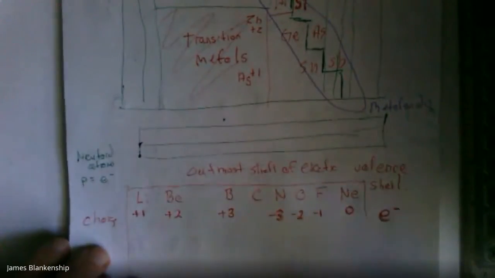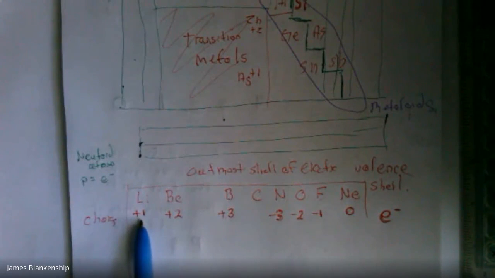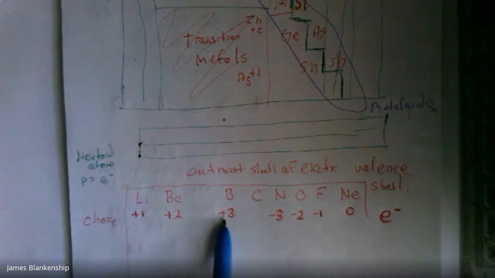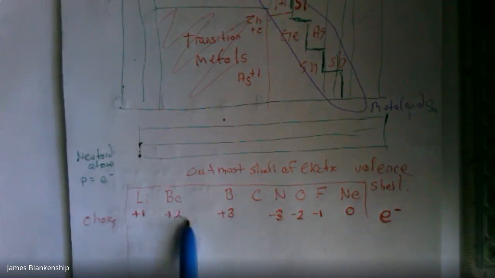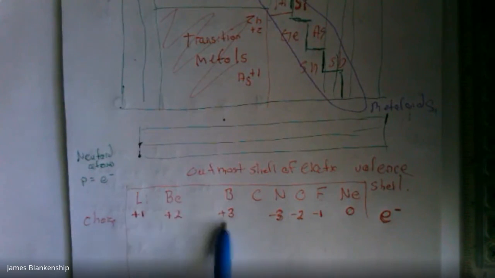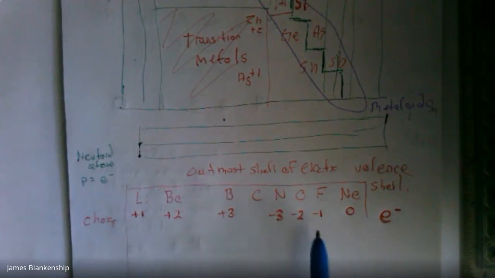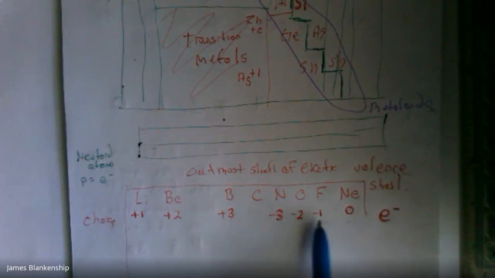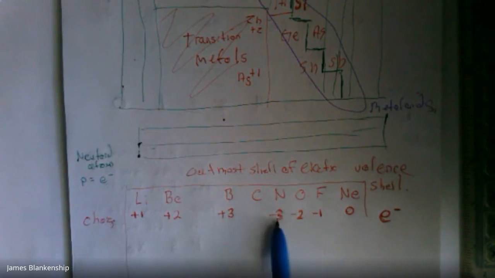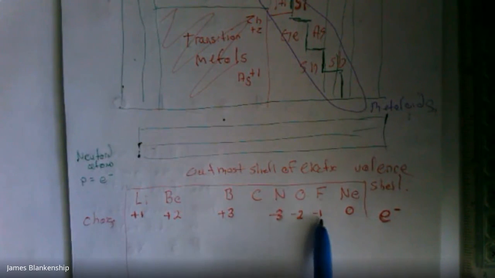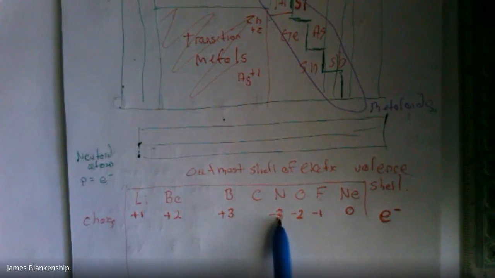We talked about the charges of everyone. We talked about +1, +2, +3, because it's easier to give up 3, 2, or 1 electrons than it is to gain 5, 6, or 7. Likewise, these gain electrons because it's easier to gain 1, 2, or 3 than it is to kick off 7, kick off 6, kick off 5.